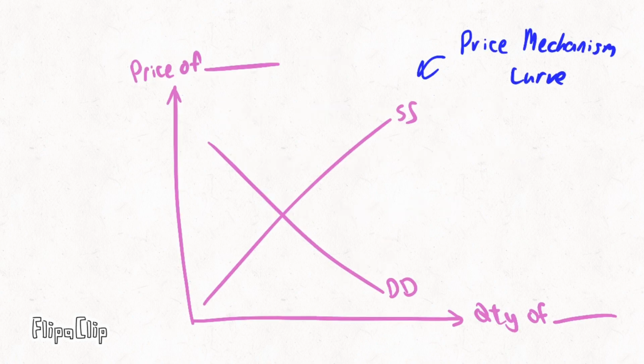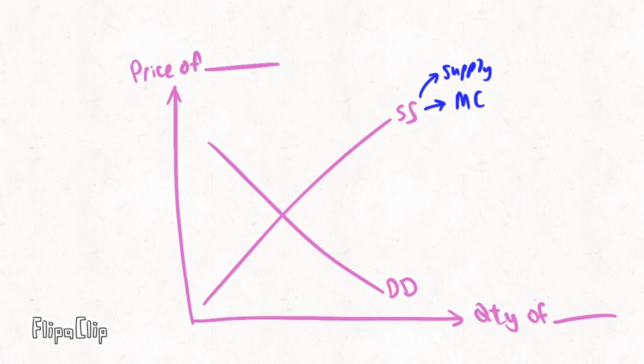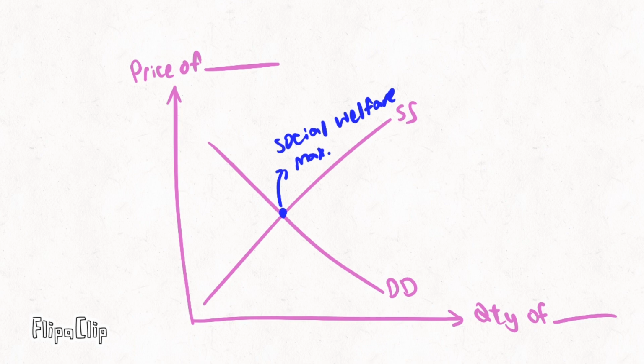This is the price mechanism curve. SS is the supply and it reflects the marginal cost. DD is the demand and it reflects the marginal benefit. At the intersection marked, social welfare is maximized.